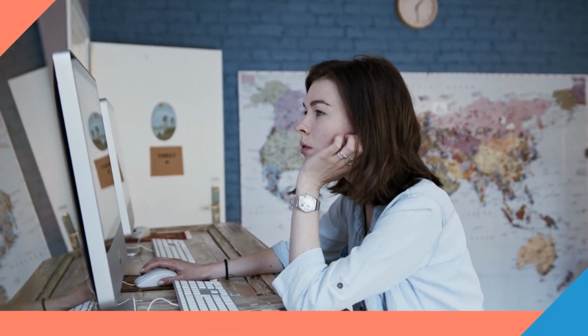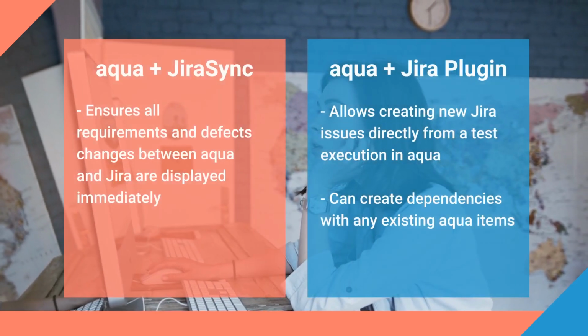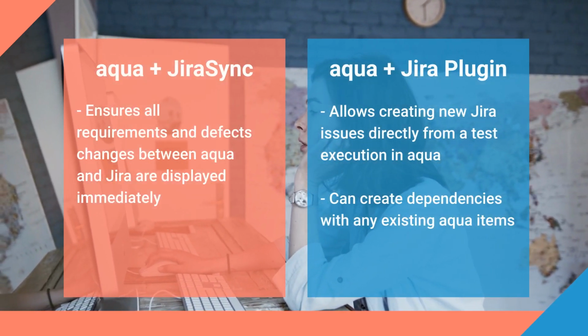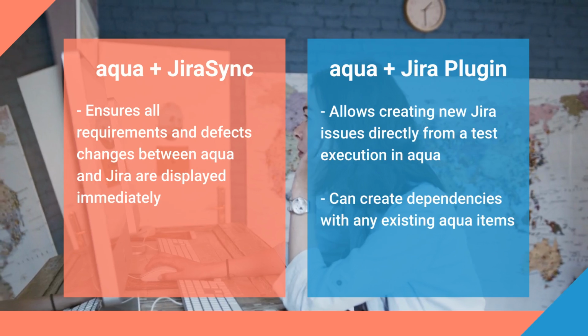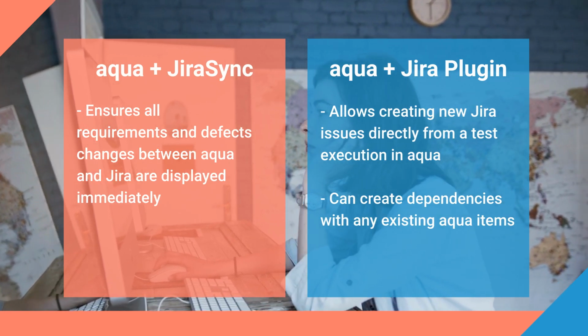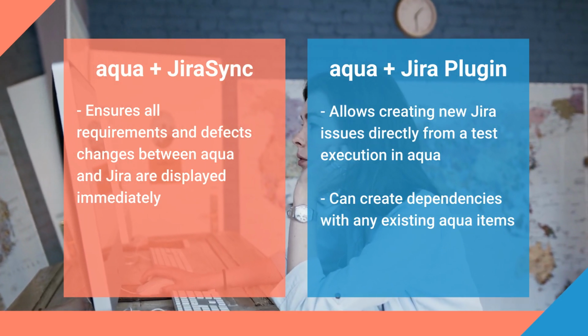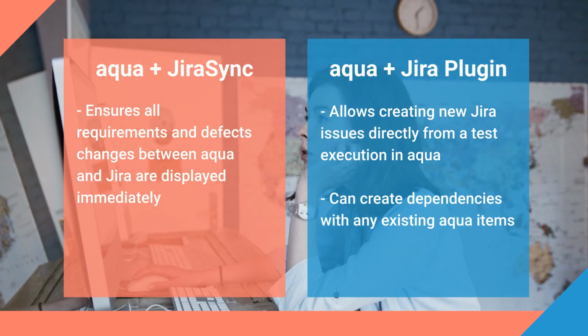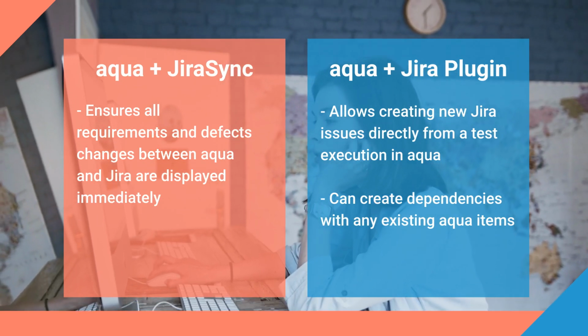First of all, to enable the one-click bug reporting, we'll need to set up a simple and quick integration of Aqua with Jira. You actually have two options how to do that based on your project needs. Option 1, Aqua with Jira Sync integration. This option ensures that all your requirements and defects from Aqua will be immediately displayed on the Jira side. Option 2, Aqua with Jira plugin. This option allows you to create new Jira issues right out of a test execution in Aqua or as a dependency to any existing Aqua items.